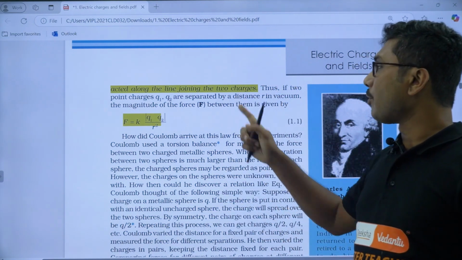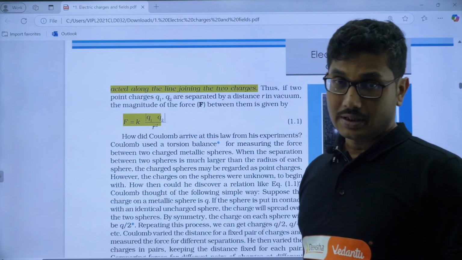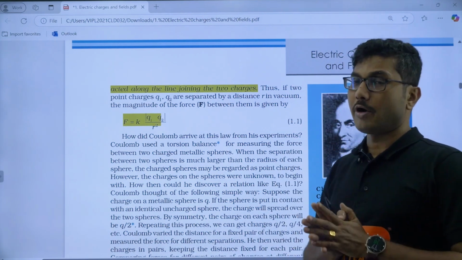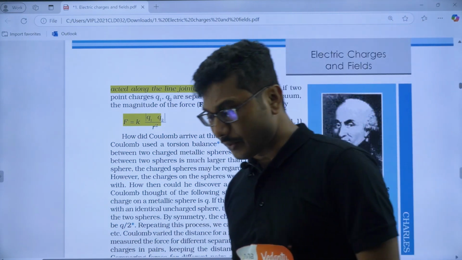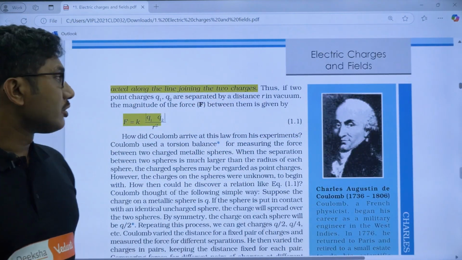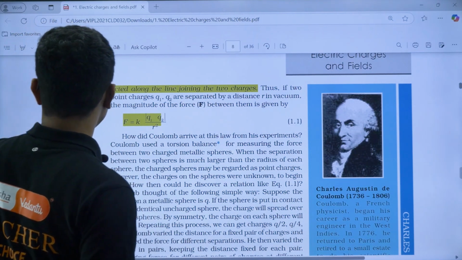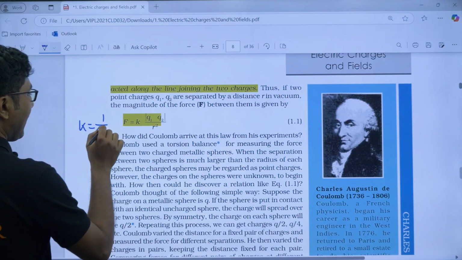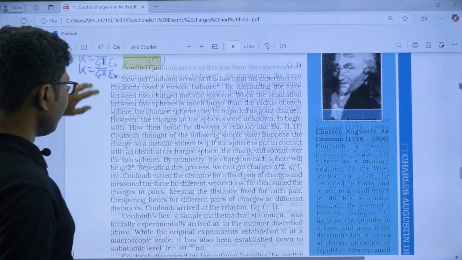This is very important. I have seen 80% of students miss this point; only 20% of students write this line. This line is also important, and the formula is obviously F is equal to K Q1 Q2 by R square. K is Coulomb's constant. Sometimes we write K as 1 by 4 pi epsilon naught. We'll see that.